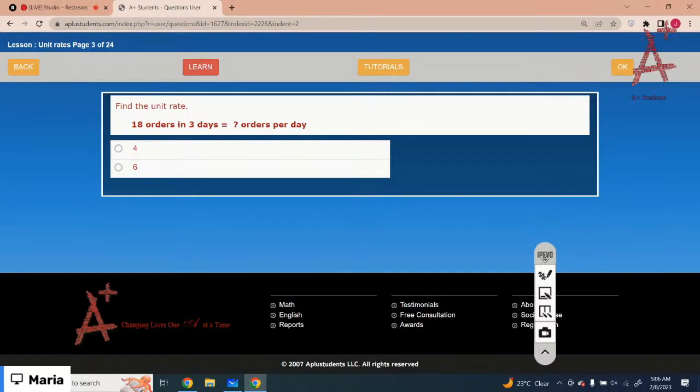Okay, 18 orders in 3 days. So you have to calculate how many orders per day. So you have to divide 18 by 3. 3 times what number is 18? Very good. 3 times 6 is 18. That means you have 6 orders per day. Got it? The correct option is 6.